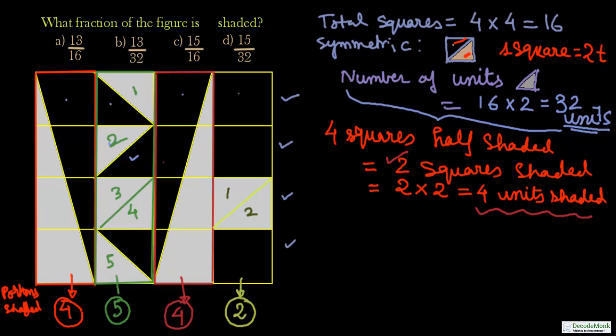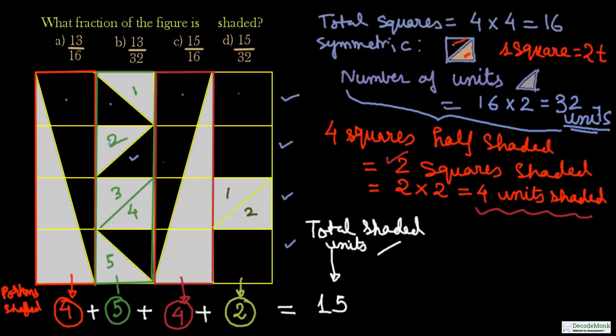Now what we can do, we will add the total number of shaded portions. So total number of shaded portions will be equal to 4 plus 5 is 9, 9 plus 4 is 13, 13 plus 2 is 15. The figure comes out to be 15. So this is the total shaded units. Units means, as we have already discussed again and again, the half portion of the smallest square, is the unit.